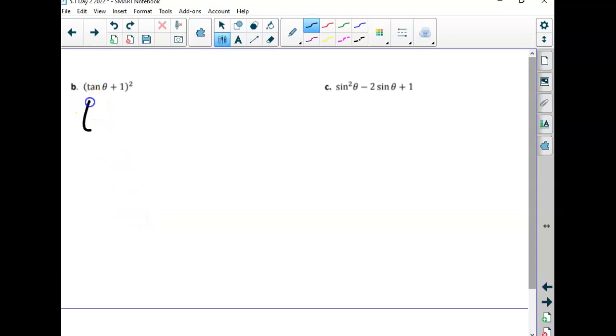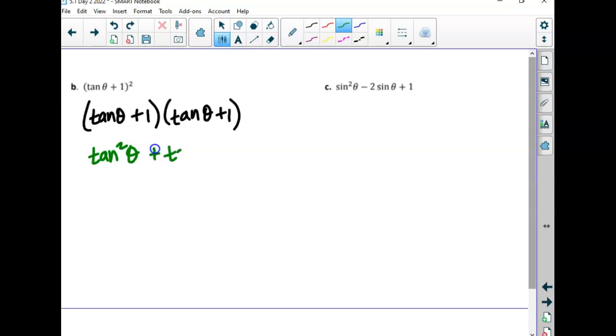What are we going to do here? I think we better write it out so we can FOIL it. Tangent plus 1 times tangent plus 1. So someone nice and loud, tell me what you get when you do some FOIL. Tangent times tangent. Tangent squared. 1 times tangent is just a tangent. Another 1 times tangent is another tangent. And that 1 times 1 is a plus 1. What would that become? Nothing nice, I don't think.